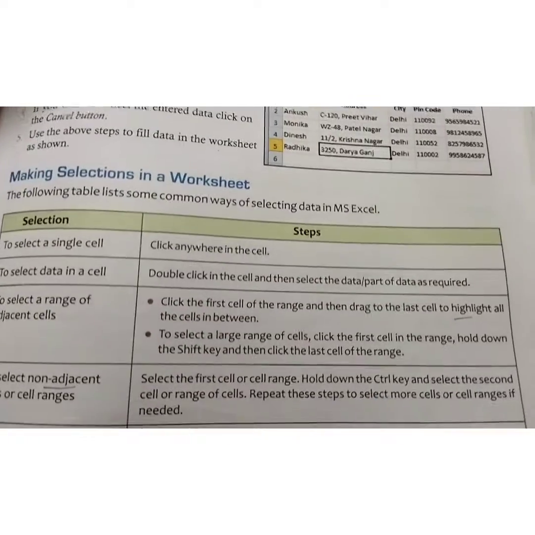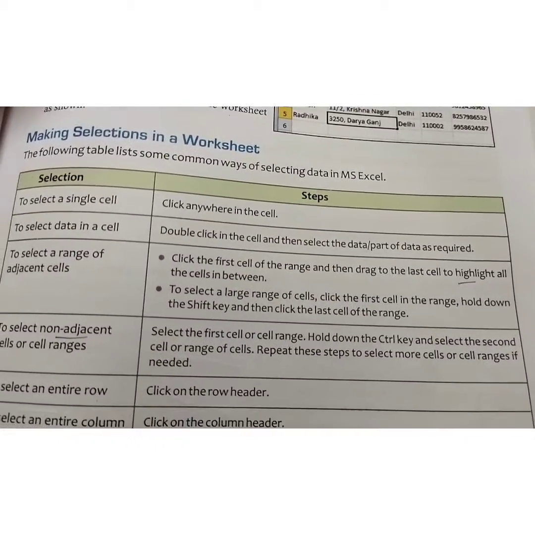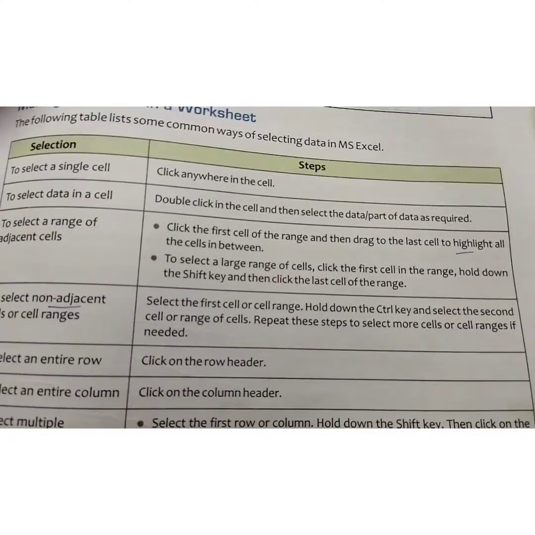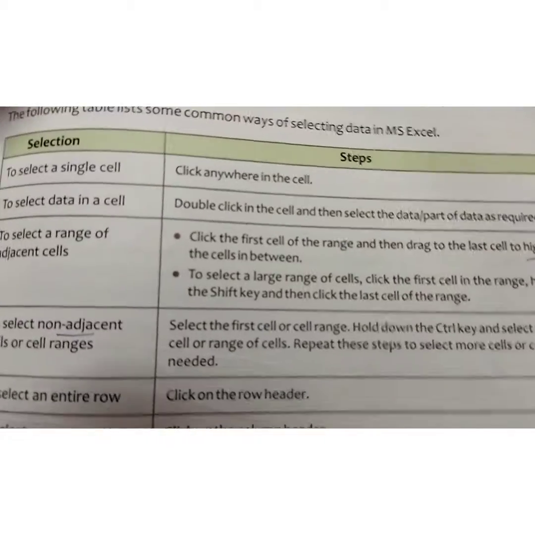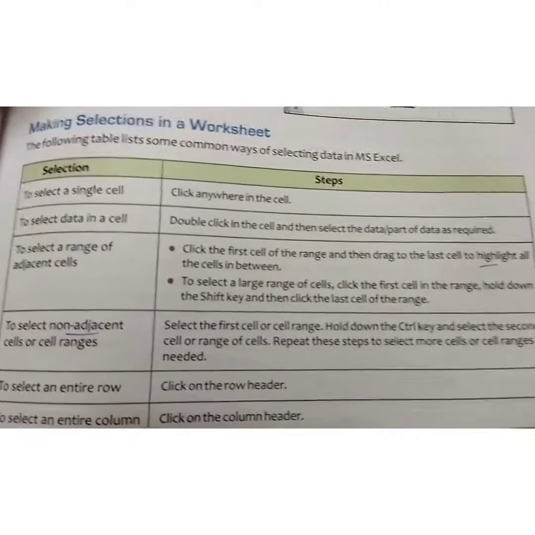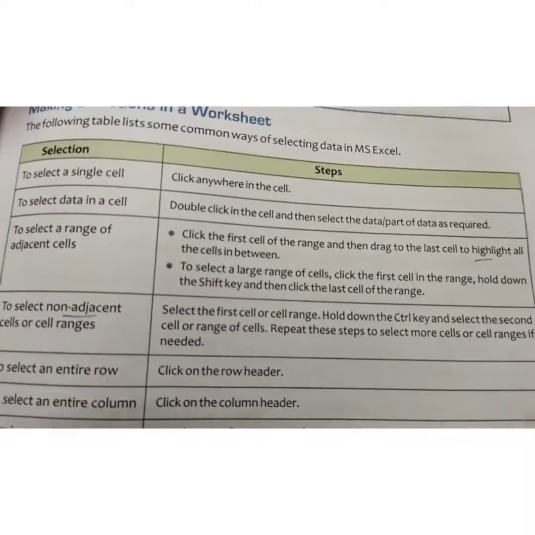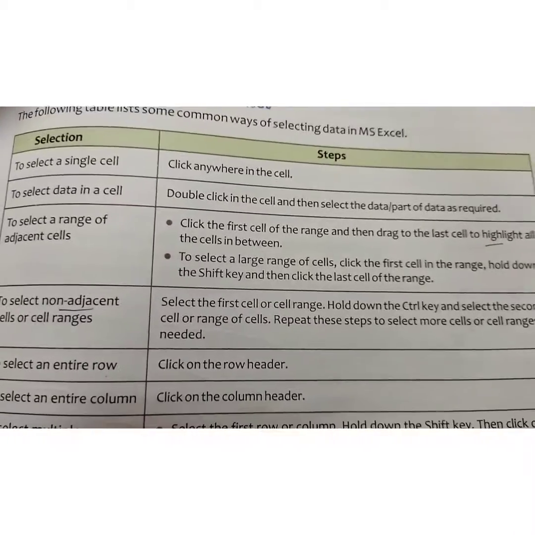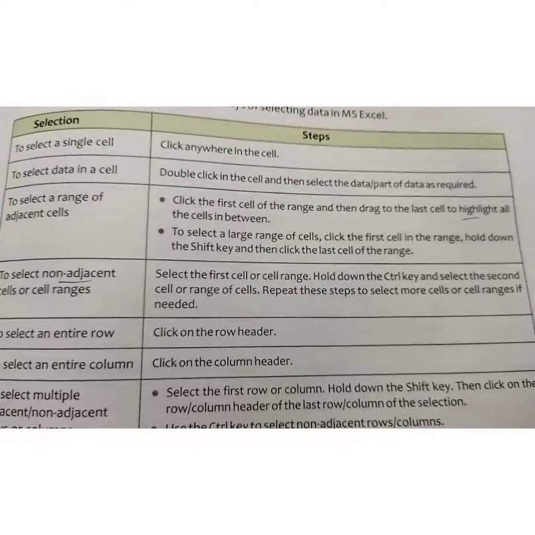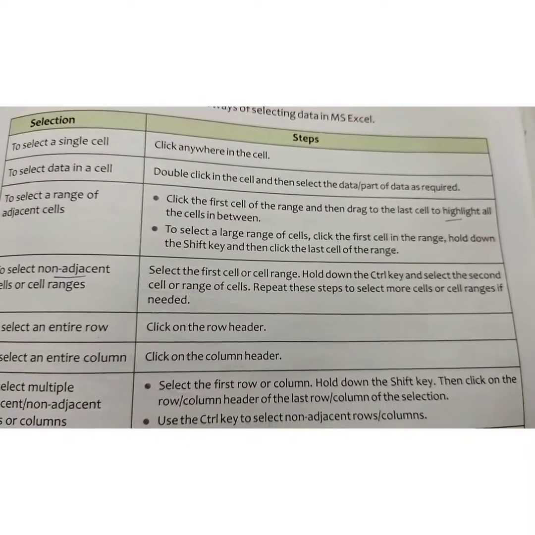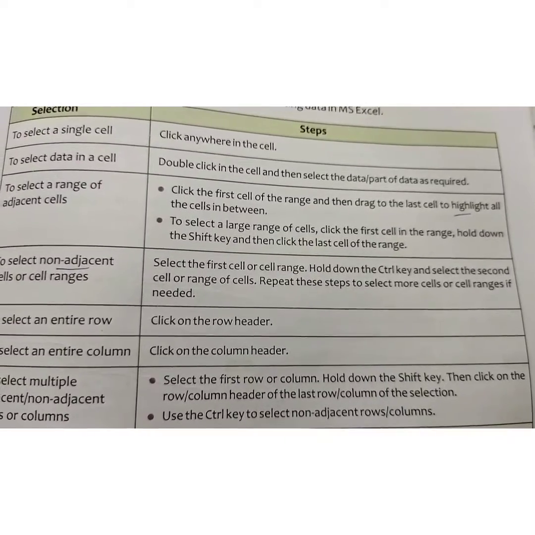So next, students, making selection in our worksheet. Different types of selection we can apply in Excel. To select a single cell, you will click anywhere in the cell. Then to select data in a cell, double click in the cell and then select the part of data as required. To select a range of adjacent cells, click the first cell of the range and then drag to the last cell to highlight all the cells in between.